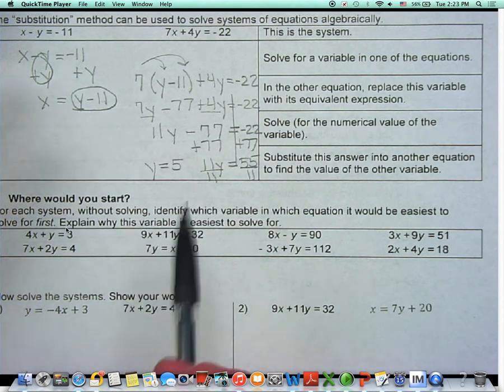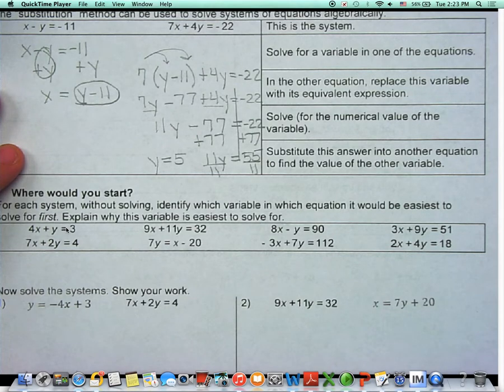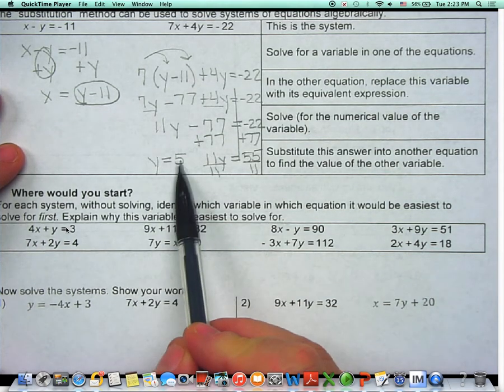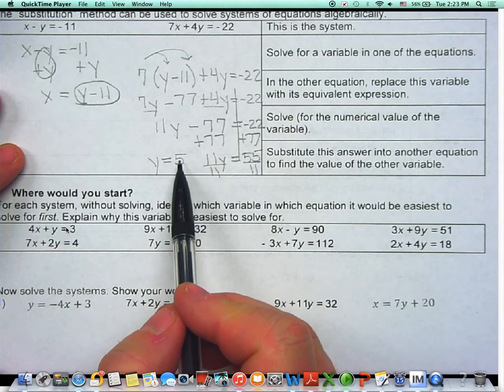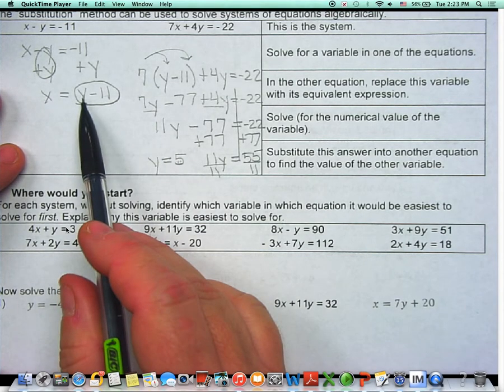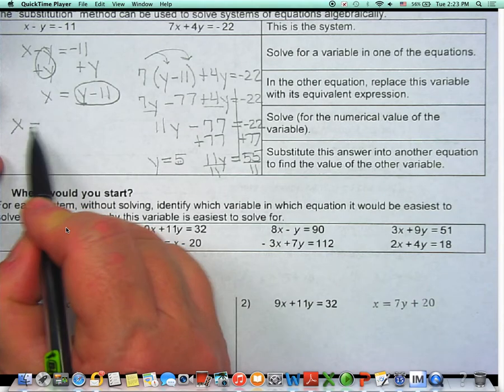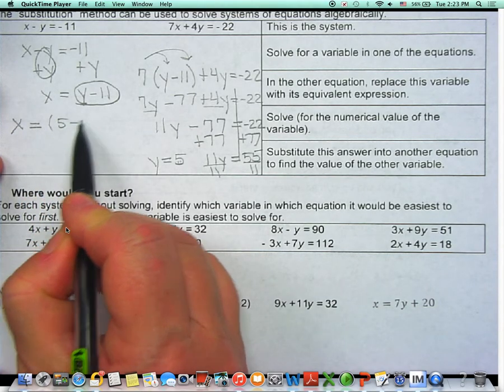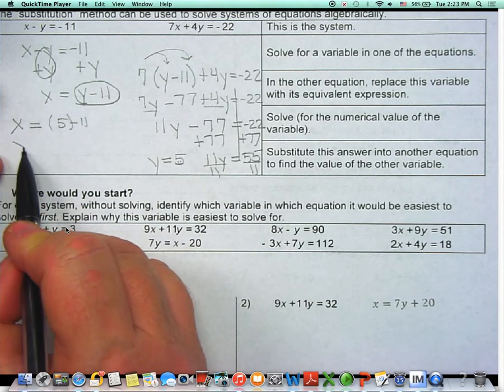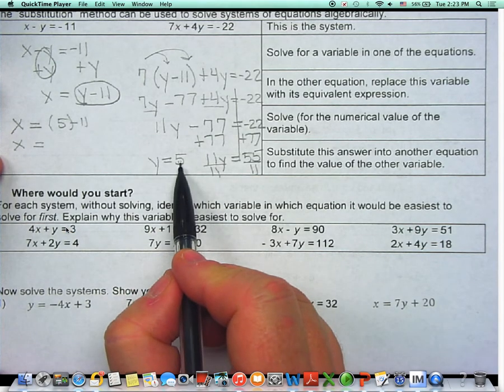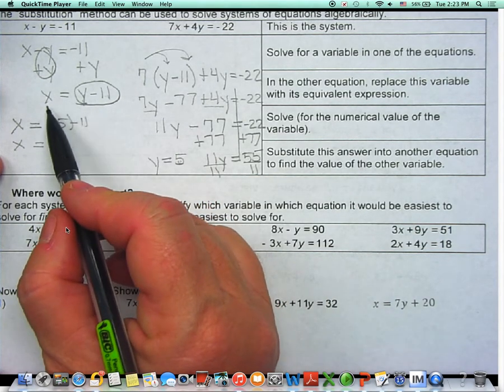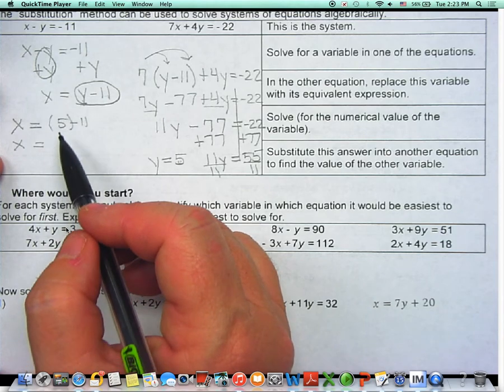All right, now is this the answer? No. It's part of the answer. It's half of it. What else do we need? You plug y in for x, or whatever. No, plug 5 in for y. 5 in for y. Very good, Miguel. So 5 minus 11, right? We're just plugging 5 in here for y so that we can get x. What is 5 minus 11?